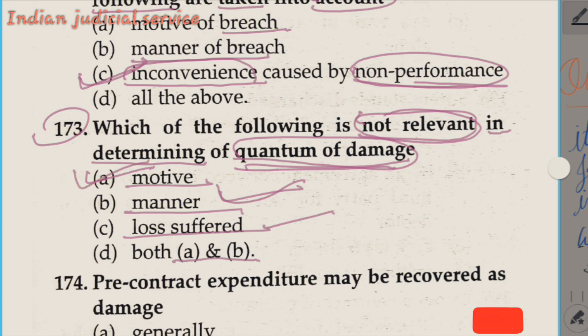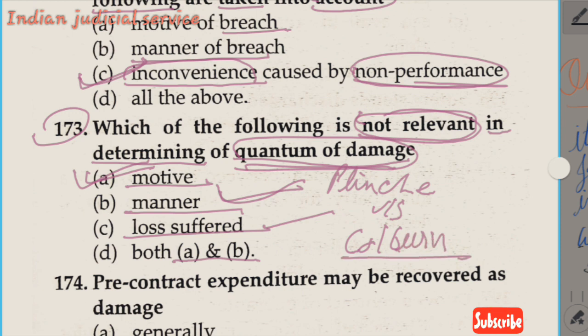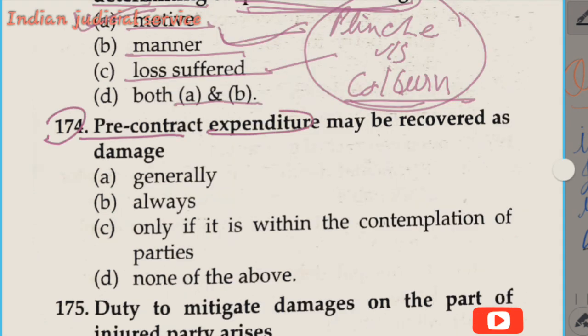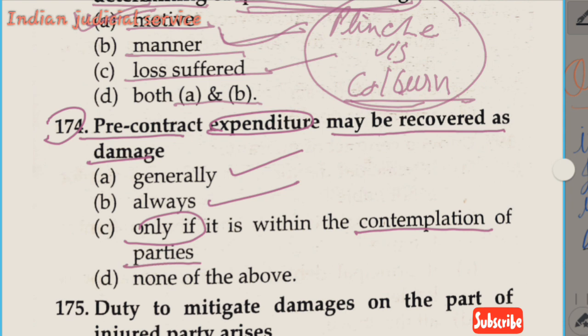And a very important case related to the quantum of damage is Plinche, P-L-I-N-C-H-E, Plinche versus Colburn. Question number 174. Pre-contract expenditure may be recovered as damage. Option A generally, option B always, option C only if within the contemplation of the party, and option D none of the above. So the answer here is option C, the pre-contract expenditure may be recovered as damage only if within the contemplation of the party.